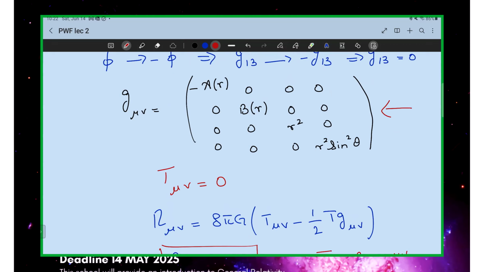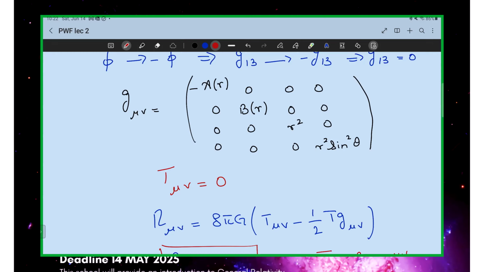I'll calculate one. Oh, you mean T mu nu? So T mu nu is zero because outside the black hole or whatever body you're talking about, it can be a star as well. Outside that star, there is no energy. We're assuming that there is no energy outside that star or black hole. There is no momentum density. There is no pressure. There is no energy flux outside that star, right? So outside that star, you just have vacuum. Okay, that's why T mu nu is zero.